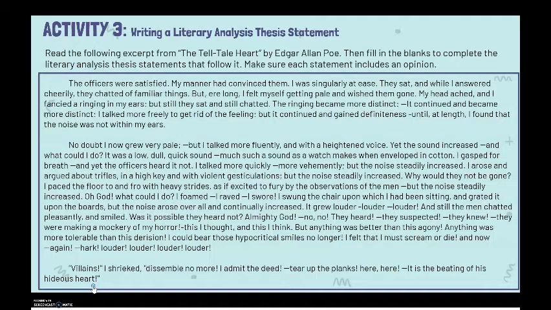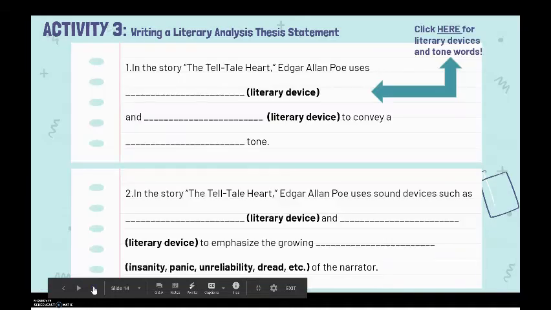On the next slide, you're going to fill in the blanks to complete the literary analysis thesis statements and make sure each statement includes an opinion, what you believe about it. I'm not reading this excerpt to you. I want you to read this on your own. So let's take a look. This is the very last activity.